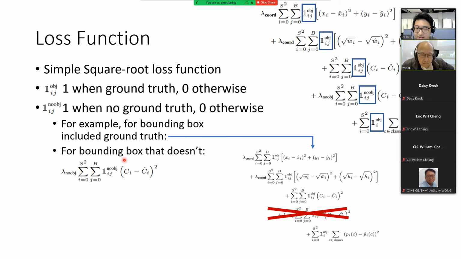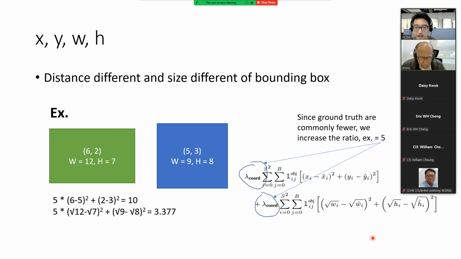For the bounding box that doesn't include a ground truth, it will be reversed or opposite. So it will only have the 4th section remaining, and the other ones will be eliminated. The first two items are actually quite easy to understand.